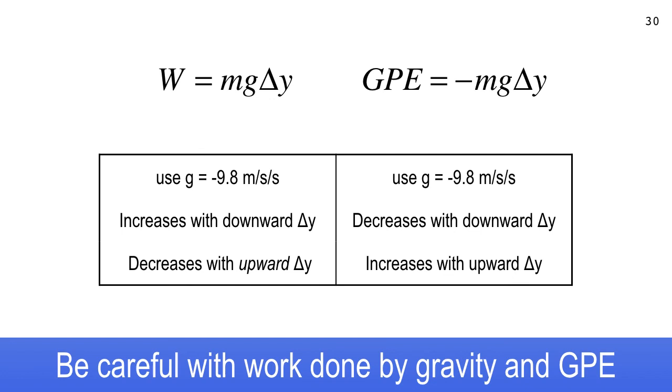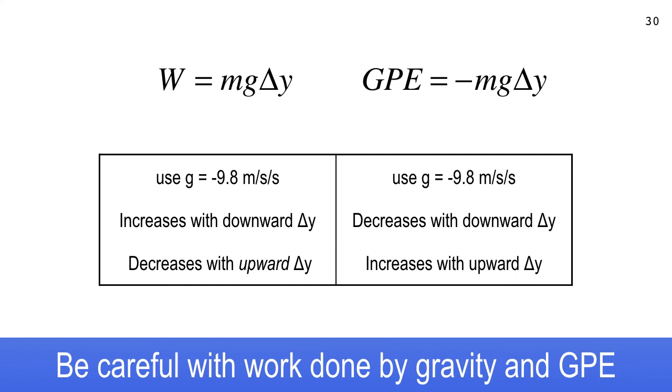On the way down, you get more kinetic energy, you're going faster. So when the work is positive, that means you're speeding up. On the way up, a baseball pop-up, it loses speed, so it's losing kinetic energy. That means the work is negative, and that's what you get here. Upward delta y means positive delta y, but you still have minus 9.8 meters per second squared. So in this formula on the left, when you go up, the work is negative. You're losing kinetic energy.